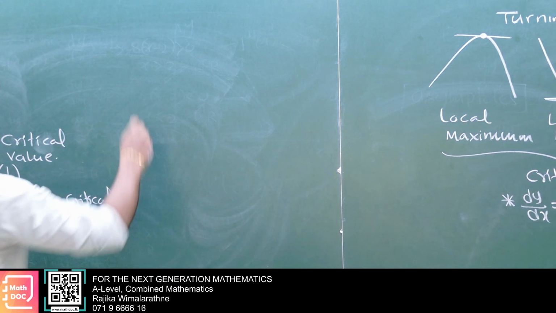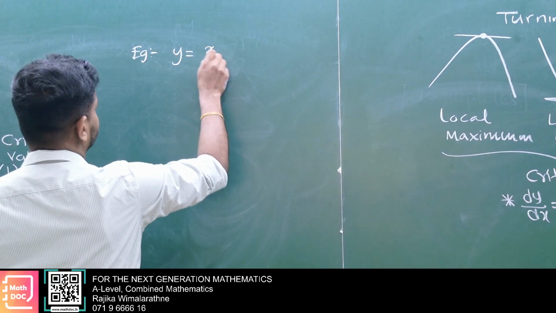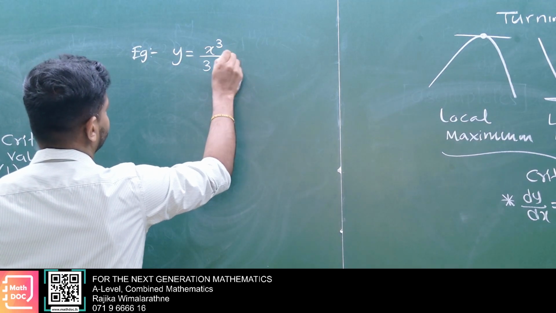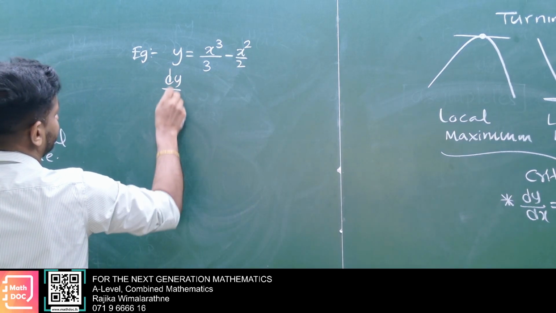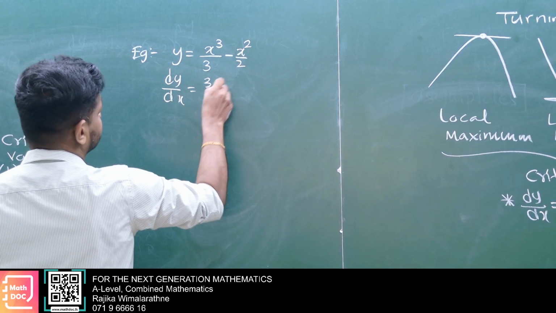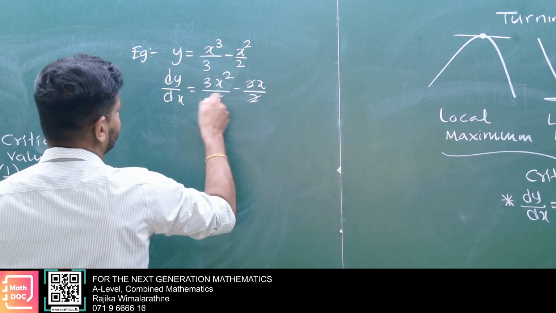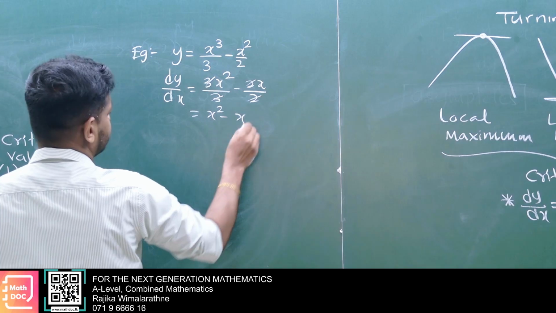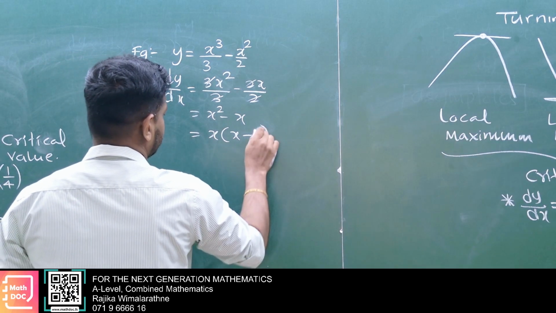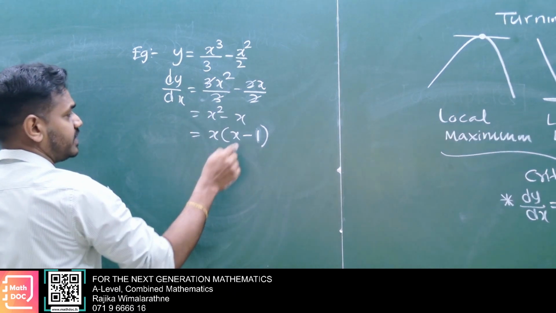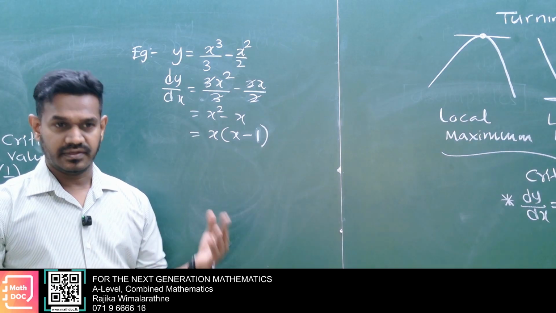Now let's do another example. y equals x cubed over 3 minus x squared over 2. Then differentiate, dy by dx. 3x squared over 3, 2x over 2, then x squared minus x. You had better factorize this: x into x minus 1. Here, differentiation, then factor form. Factor form is very important because later we need to find the critical points.